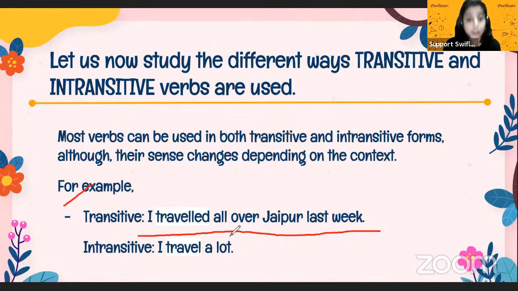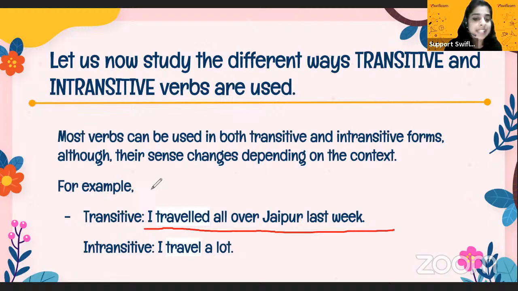So here I have an object. What is the object here? Tell me in this sentence. I traveled all over Jaipur last week. Tell me where is the object in this sentence? I is the subject because I am doing the action. Where is the object? Who will tell me? I'm waiting for the answers. Nobody? Where is the object?